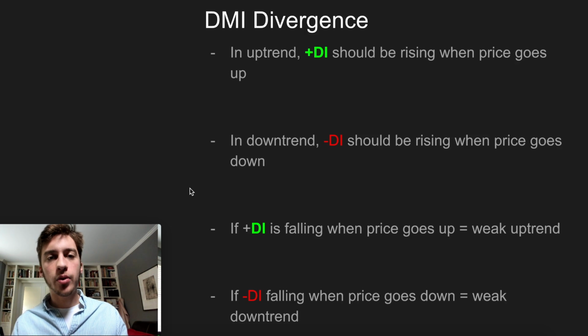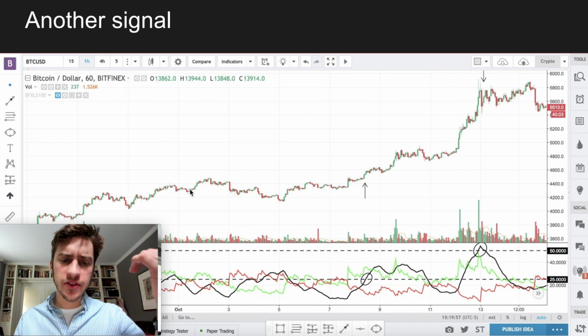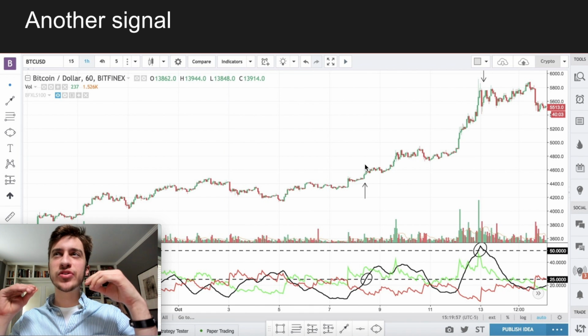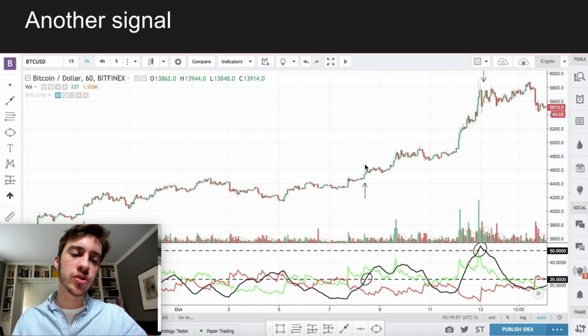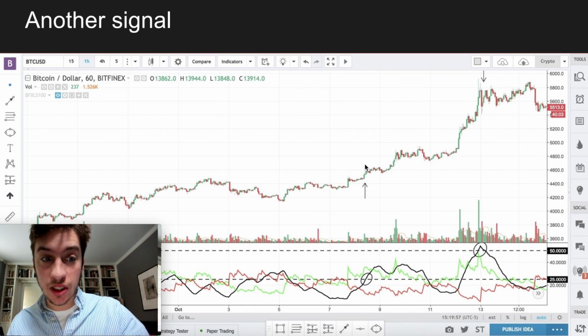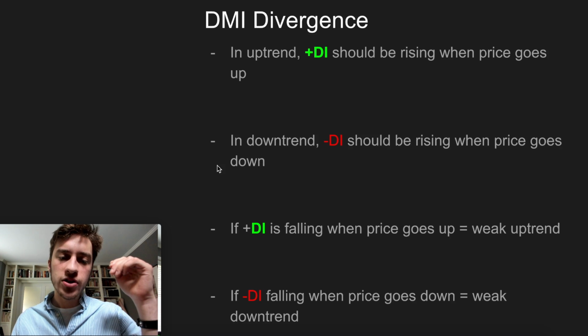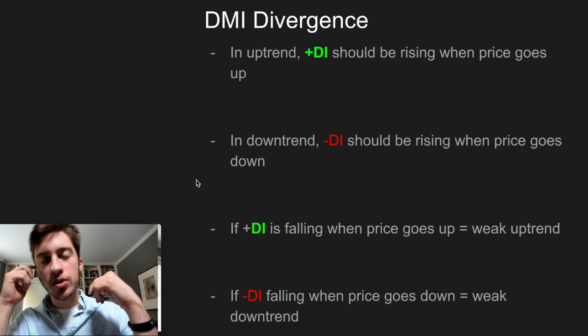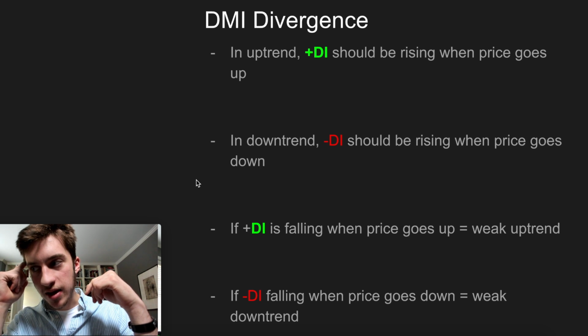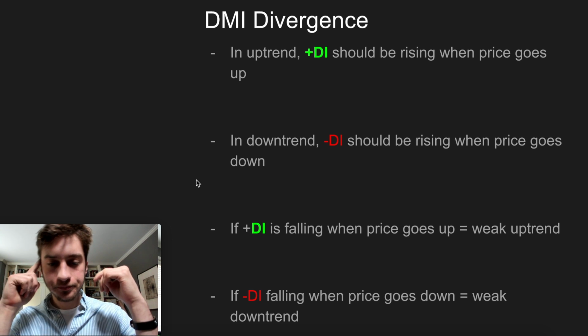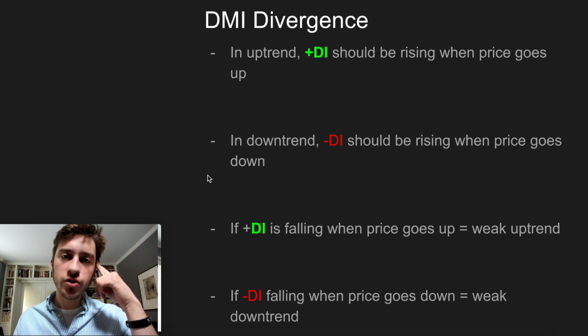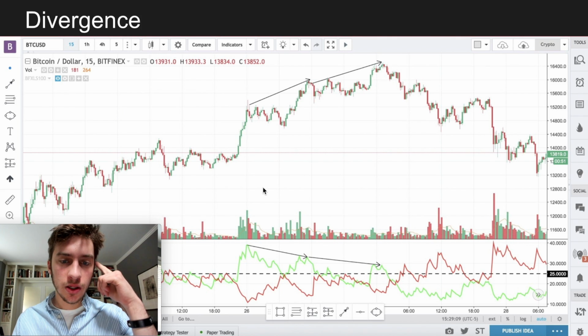So the last thing that I want to talk about is divergence. This one's a bit tougher. The previous one is, I'd say, pretty straightforward: this is what you do, this is how you enter into a downtrend or enter into an uptrend after consolidation. Divergence is a little bit trickier, but if you do understand RSI divergence, then this probably won't be too hard for you. So these are the rules for looking at divergence, and let's get started.